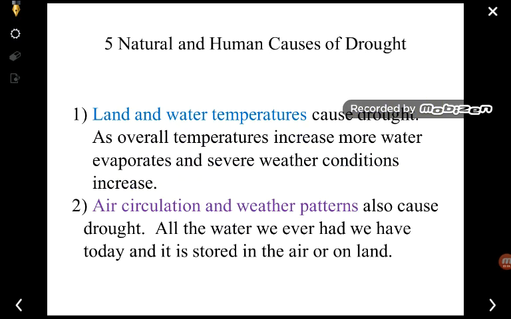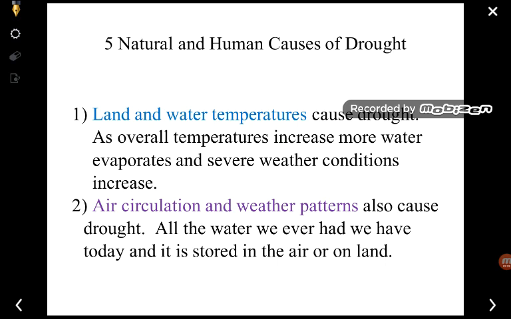So the drought is caused not only by the lack of precipitation and high temperature, but also by overuse and overpopulation. So you can say that drought can be caused naturally as well as man-made. So you can say that drought is both natural as well as man-made.